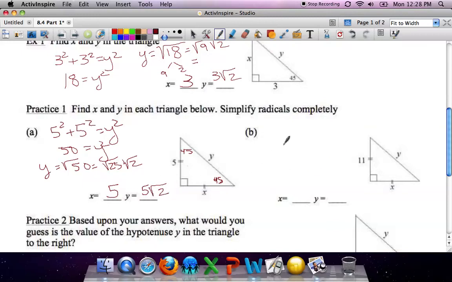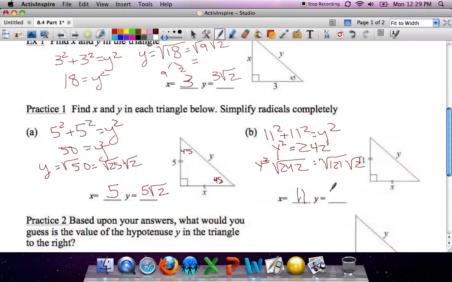One more example. Example 1b. We have x is 11. 11 squared plus 11 squared is y squared. 11 squared is 121 plus 121 is 242. The square root of 242 can be thought about as square root of 121 times the square root of 2. That simplifies to 11 root 2.